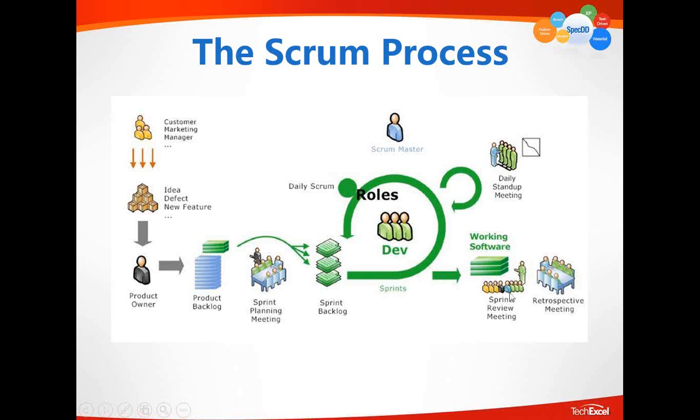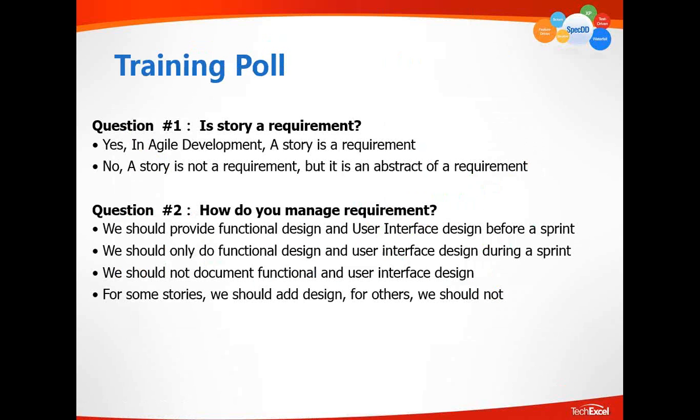And at the end, the team would use the sprint review meeting to present the working software. The team members, the owners of the task who converted such functions and defects into working software, will present them. And then there's a retrospective meeting to talk about what can be improved.